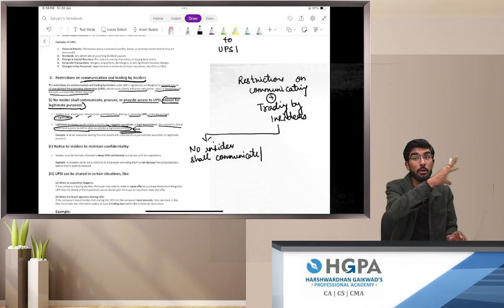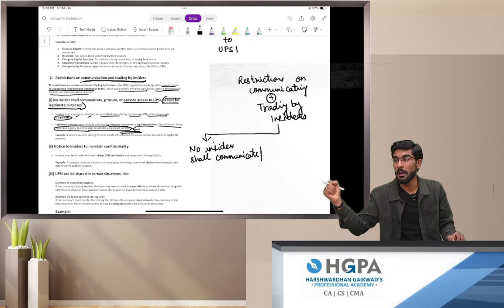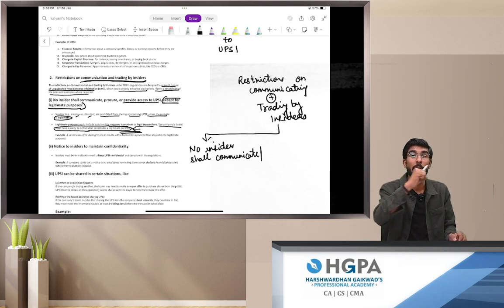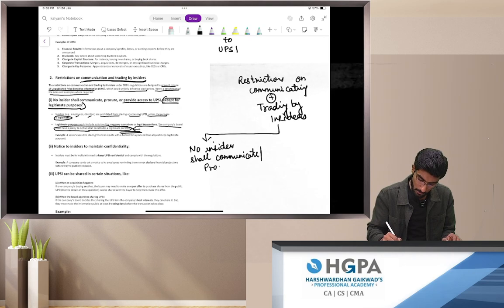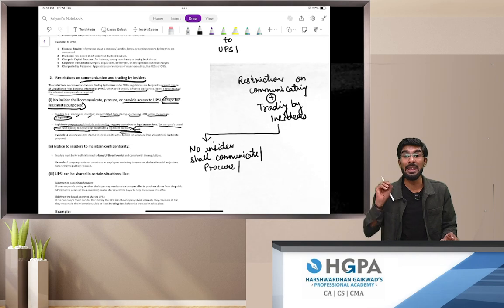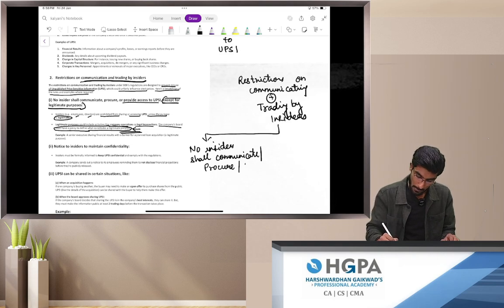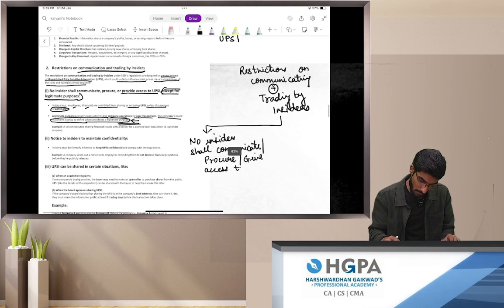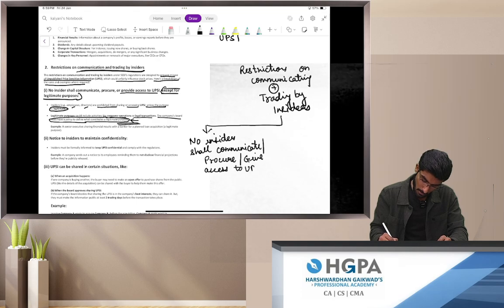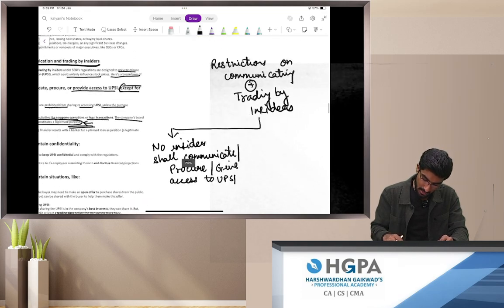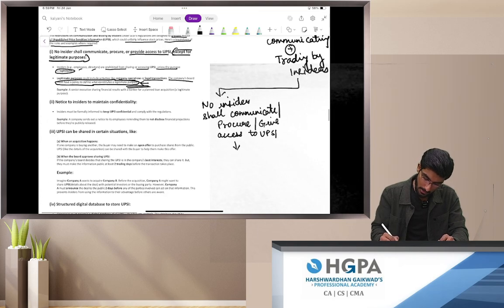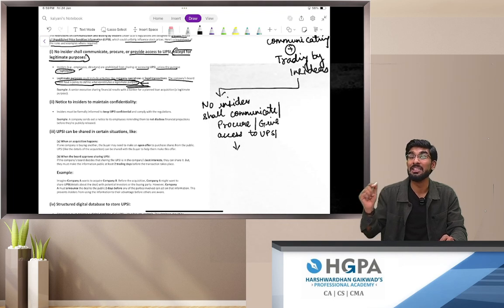Procure means to take that information, like let's say Rajaratnam took that information from Rajat Gupta. That is called procuring. Or giving access to: Rajat Gupta gave access to UPSI to Rajaratnam. The only exception, people, is if that information is given for legitimate purpose.